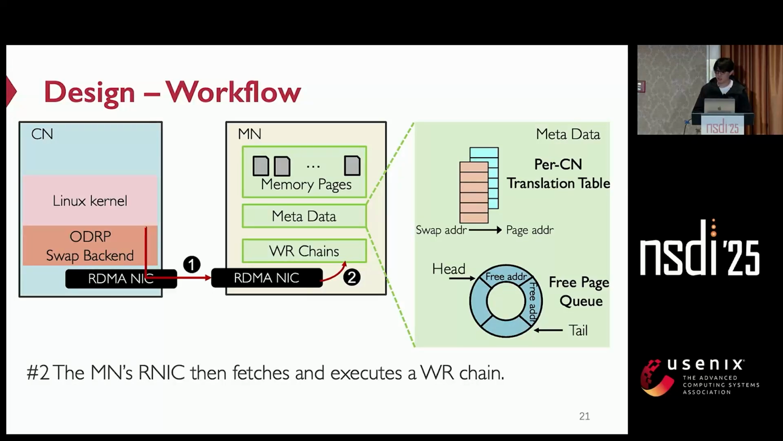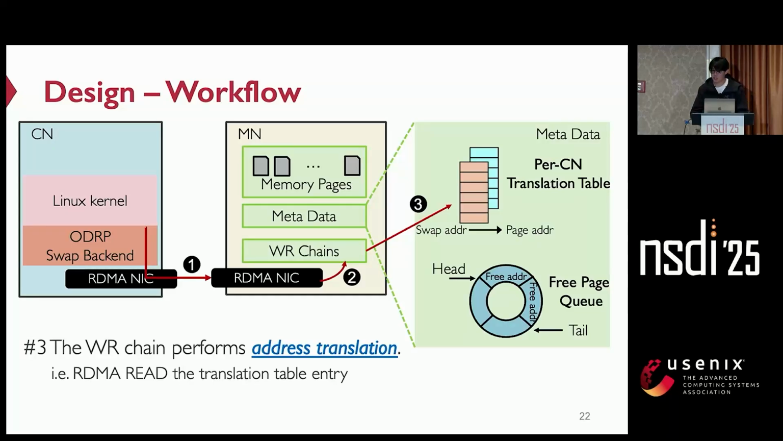The request triggers the RNIC of the memory node to fetch and execute offloaded pre-programmed logic, which is the work request chain in the figure. The work request chain uses an RDMA read operation to read the transition table entry according to the SOAP address in this request, performing address translation.